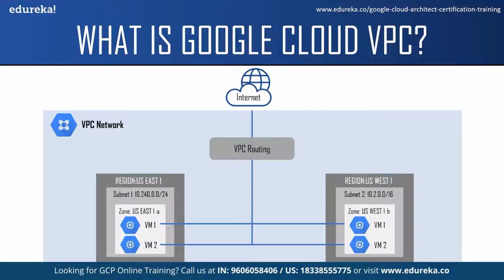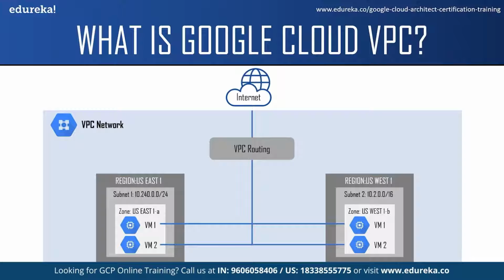Now coming to subnets. A subnet, or subnetwork, is a segmented piece of a larger network. The virtual machine instances can be created in the subnet, and the instances can communicate with each other in the same VPC network using the private IP addresses. Here you can see there are 2 virtual machines in the US East subnet and 2 virtual machines in the US West subnet. Now these virtual machines can access the internet through the VPC routing. VPC routing decides how to send traffic from the virtual machine instances to the destination. The destination could be either the other virtual machine instances or the internet.